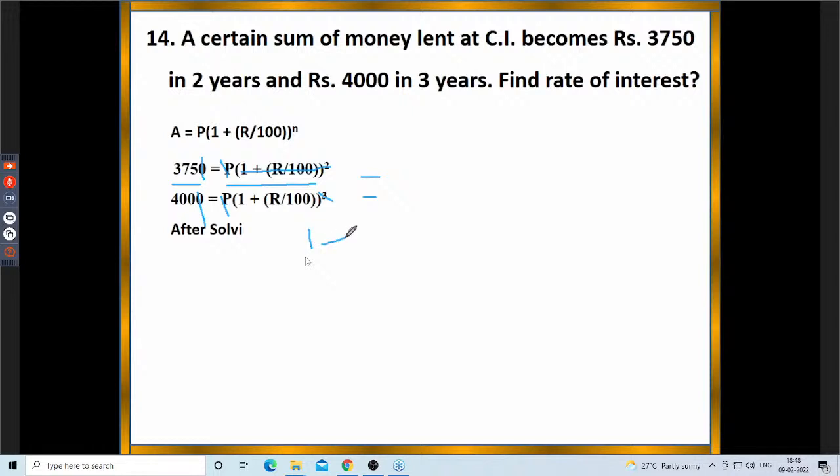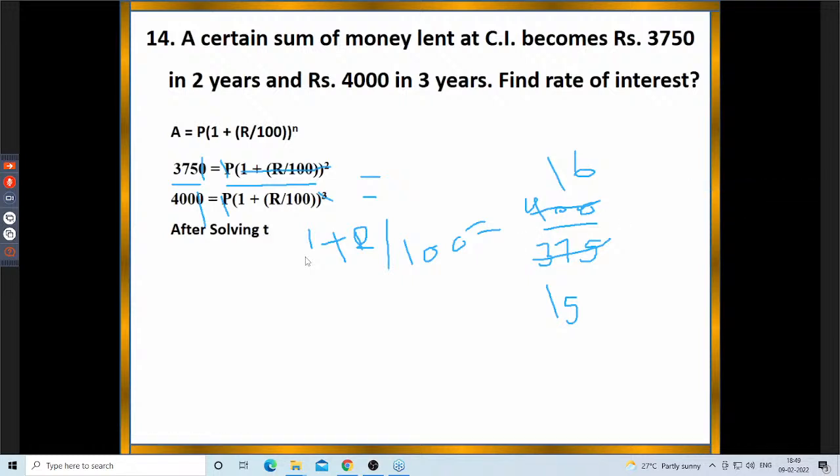If you reverse the ratio, 1 plus R by 100 is equal to 400 by 375. 400 by 375, so 25 16 times, 25 15 times. Is it possible to find the rate of interest? Yes, do it fast. R by 100 is equal to 16 by 15 minus 1, which is 1 by 15, R is equal to 100 by 15, which is 20 by 3.